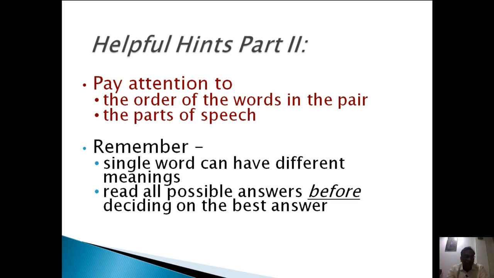Read all possible answers before deciding on the best answer. Before choosing the correct or most possible answer, I suggest you read all possible answers. The first point to remember is that a single word can have different meanings. So you should understand that also.